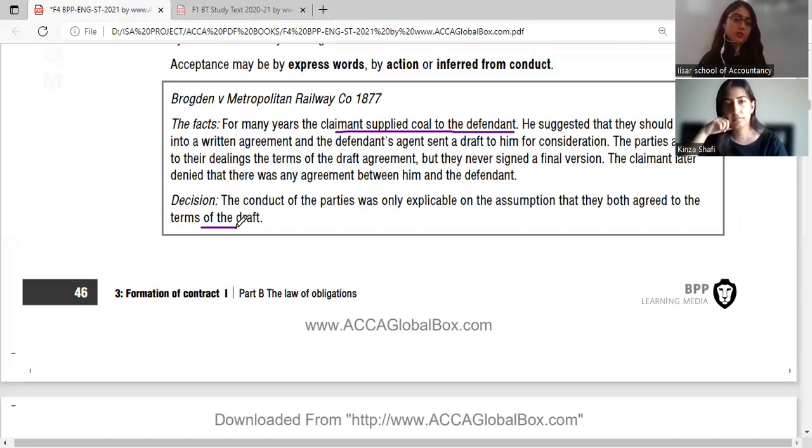Decision from the court: the conduct of the parties was only explicable on the assumption that they both agreed to the terms. They were assuming that they had made it, they both must have agreed to it, that's why they made the agreement. Although they have not signed it yet, they must have agreed to it.